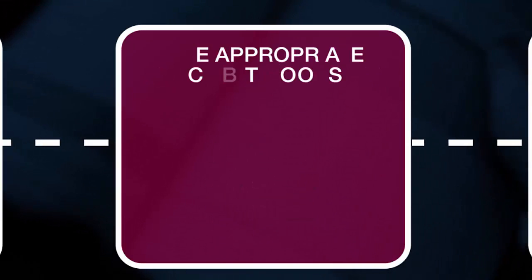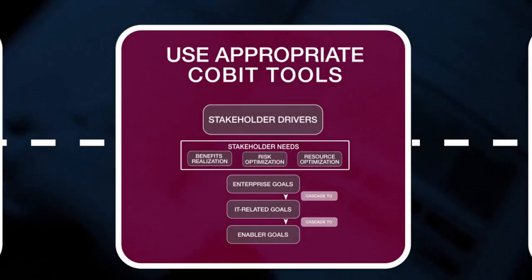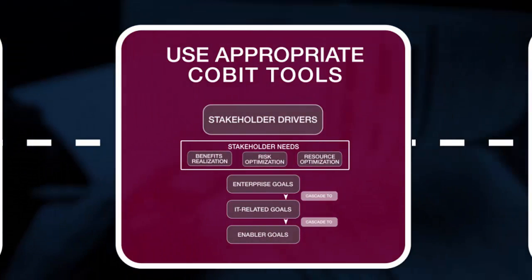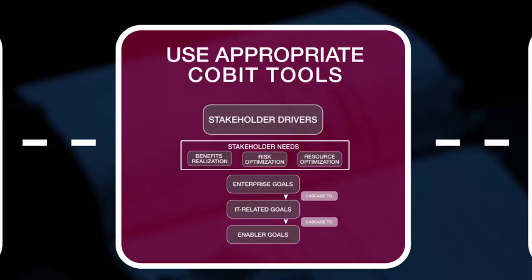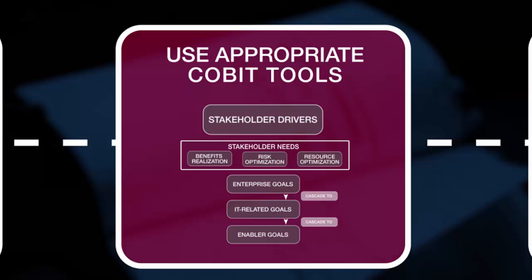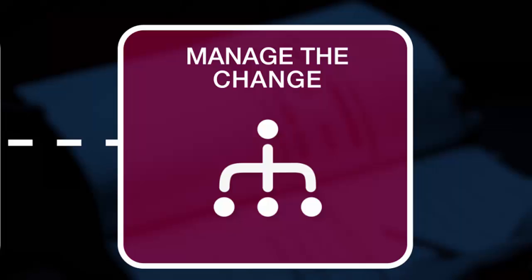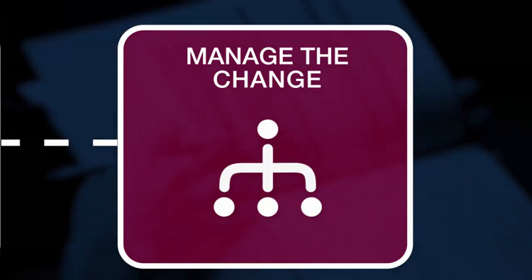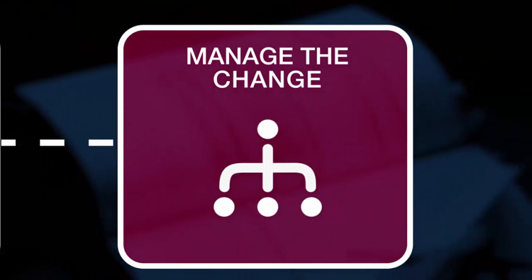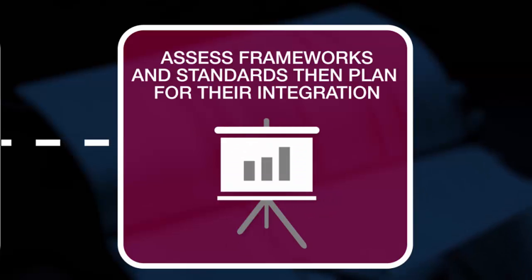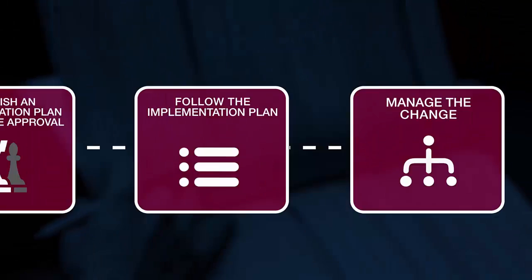Use appropriate tools such as the COBIT Goals Cascade and RACI charts in determining how strategic goals and stakeholder objectives will be satisfied. Apply the framework as broadly as the enterprise needs. Finally, you need to manage the change. Consider whether there are multiple frameworks or sets of standards in place in the enterprise. If there are, plan for their integration into the overarching framework. Consider which framework is the most appropriate for GITE over IT resources.